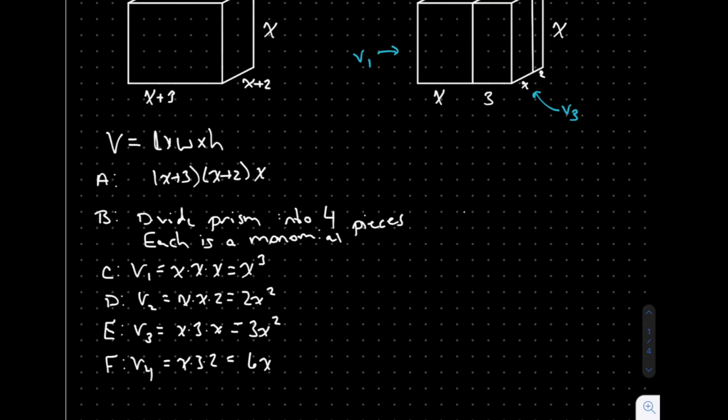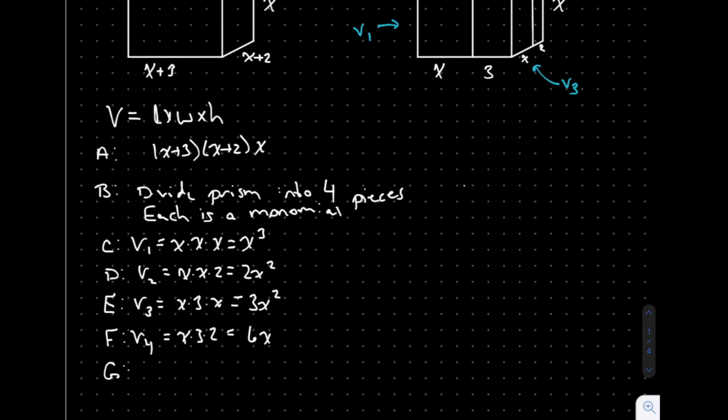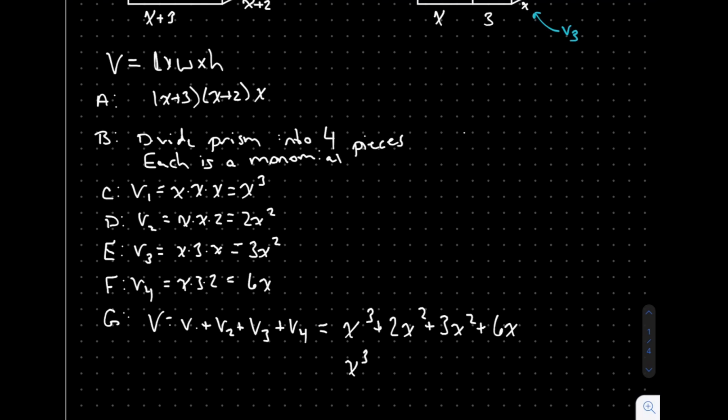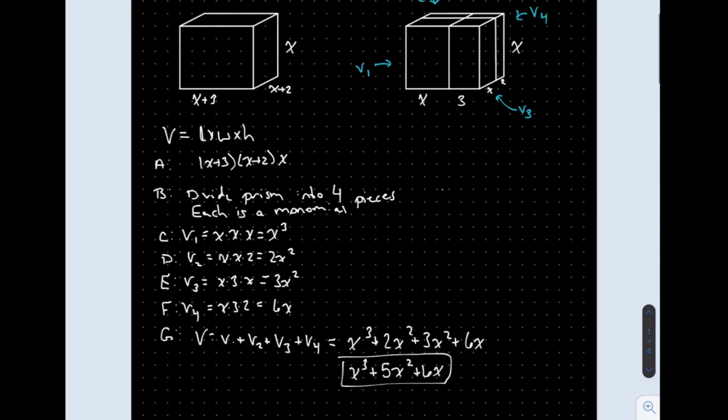So now if I want to find the total volume, I can add all of them together. I can find the sum. So total volume is equal to V1 plus V2 plus V3 plus V4. So x cubed plus 2x squared plus 3x squared plus 6x. Now I can combine a couple of like terms, so x cubed plus 5x squared plus 6x. That is our total volume. We would get the same thing if we distributed A. So I'd like you to reflect, if all three were binomials, how many regions would it be split into?